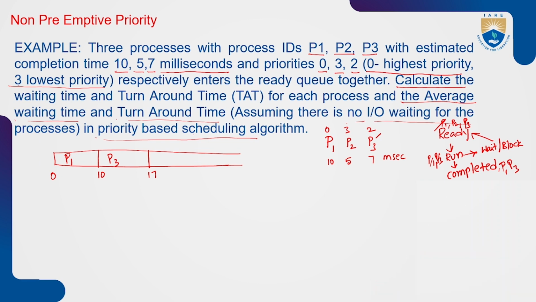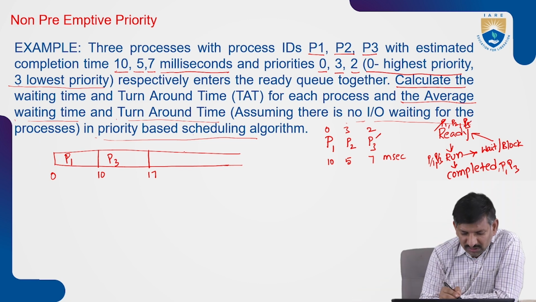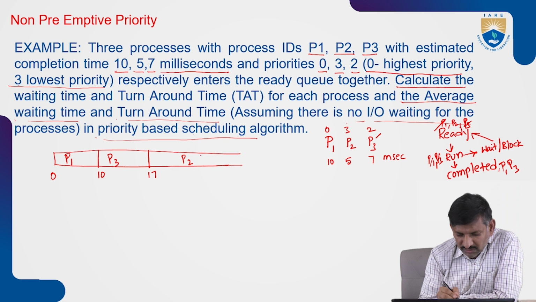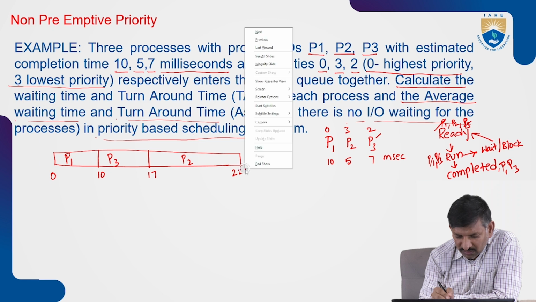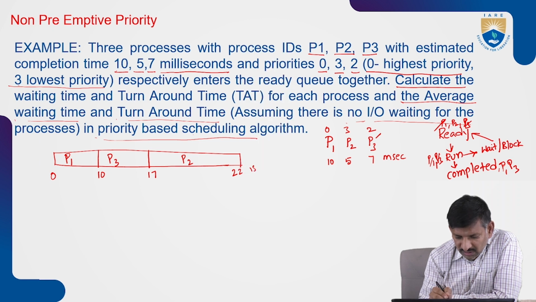Next, what processes are available in the ready state? P2 only, so P2 is scheduled for execution. Its execution time is 5 milliseconds, so 22 milliseconds.